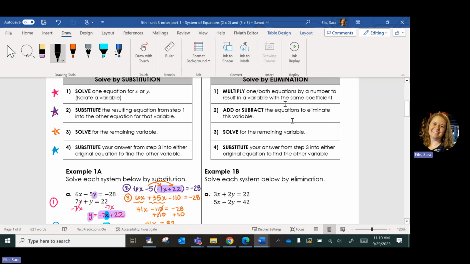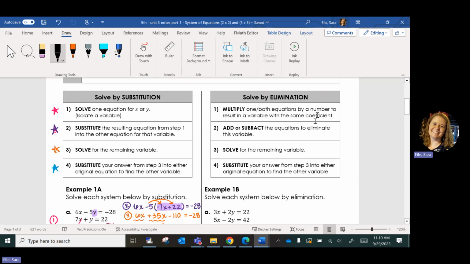Now we want to add or subtract those to eliminate. So we want it to be the same number, but we actually want it to be opposite positive and negative wise. Okay, so if one of the x's has an 8 in front of it, we want the other x to have a negative 8. Does that make sense? So that they eliminate. They reduce to a 0 is what that means.